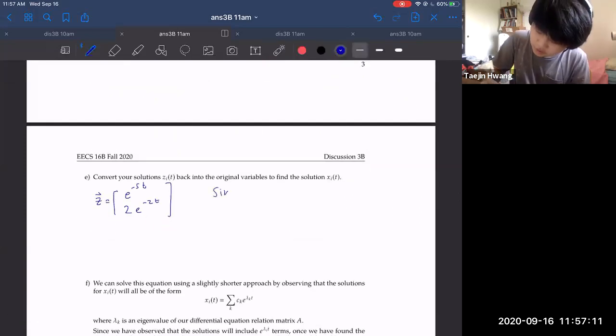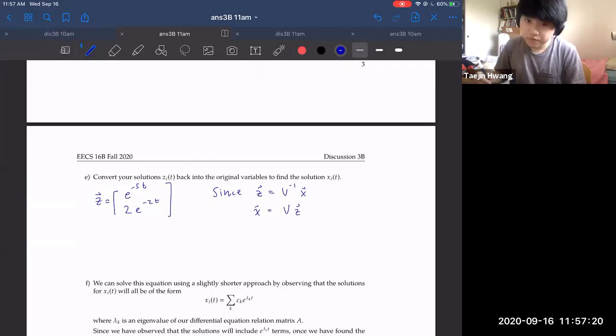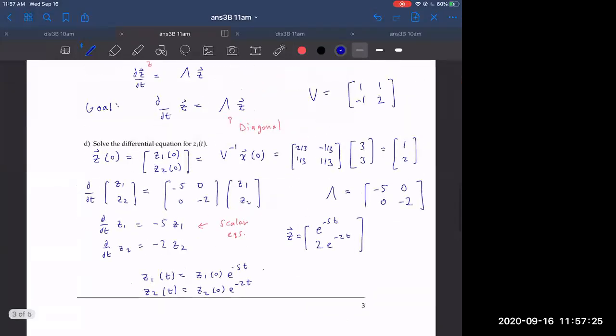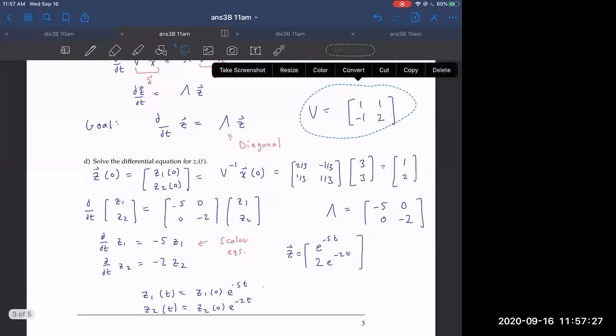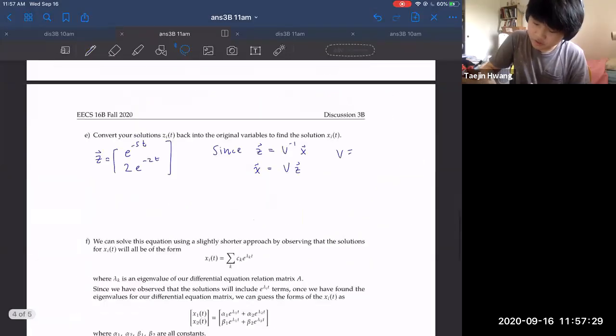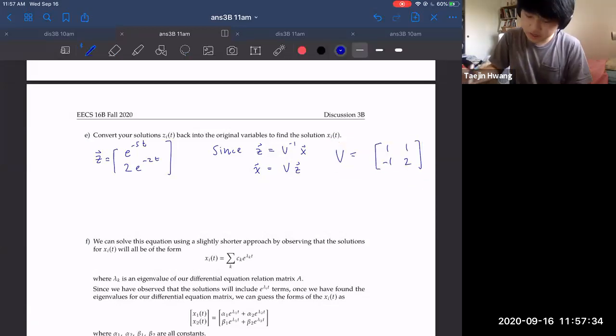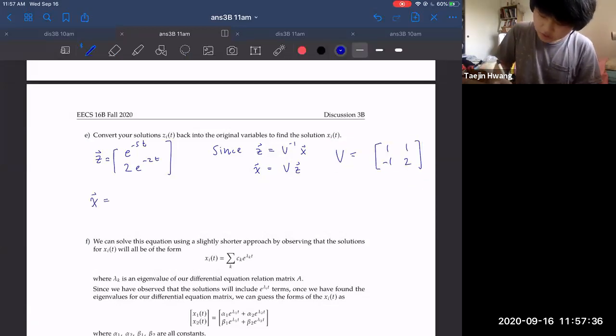Since z was equal to V inverse x, this tells us that x is equal to V times z. And since V was equal to this matrix over here, all that remains to do is just plug the matrix in and multiply everything out. So x is going to be V times z, which is equal to the following.